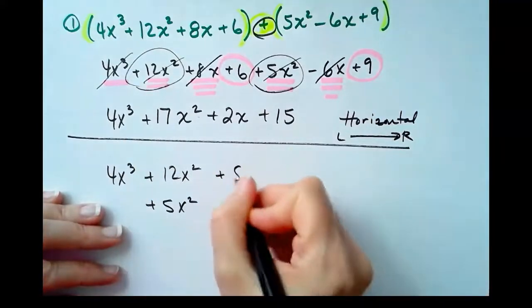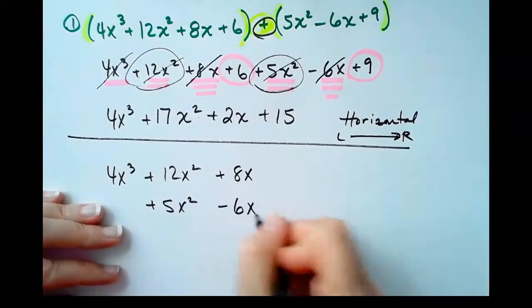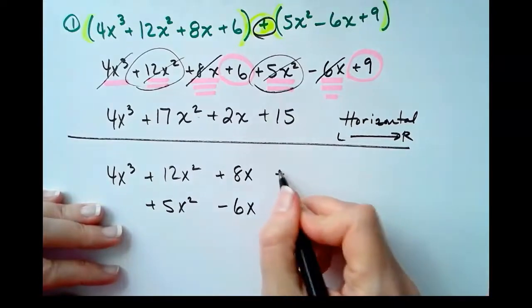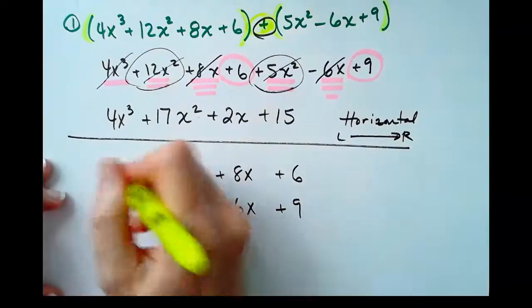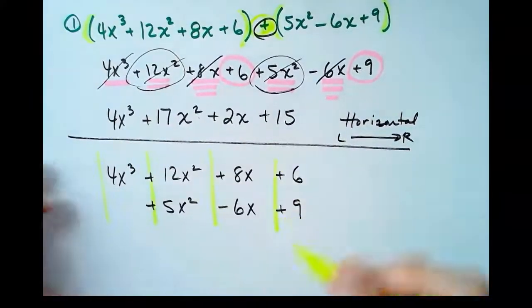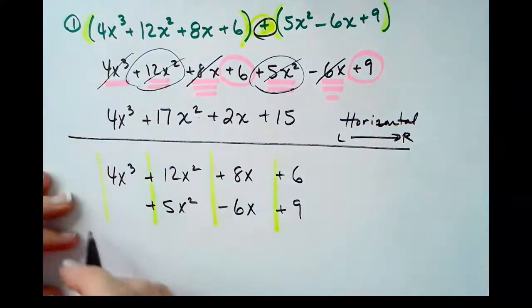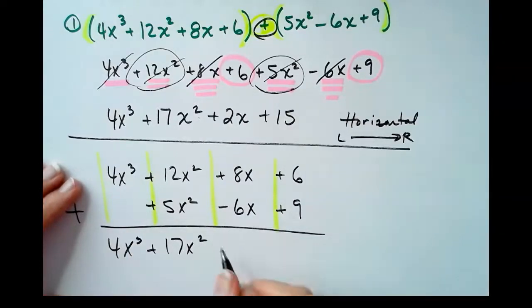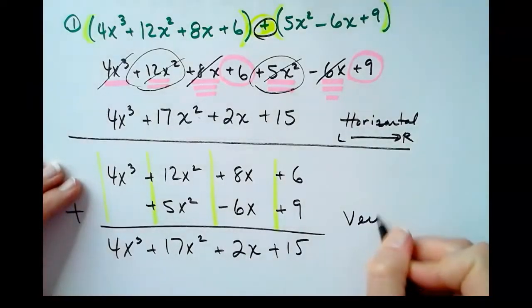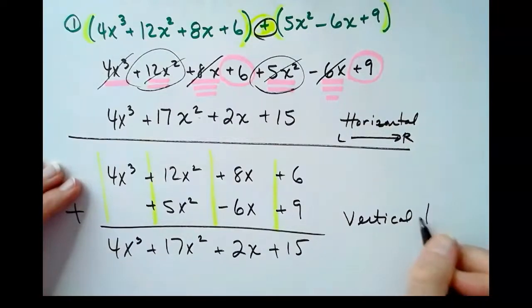Then we could have a positive 8x and a negative 6x. And then finally a positive 6 and a positive 9. Now our like terms are lined up vertically and we can just add down the columns. So adding, 4x cubed plus 17x squared plus 2x plus 15. Same exact answer, except this time we have a vertical format from the top down to the bottom.